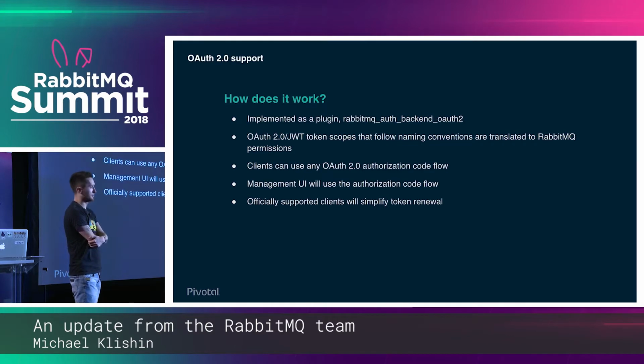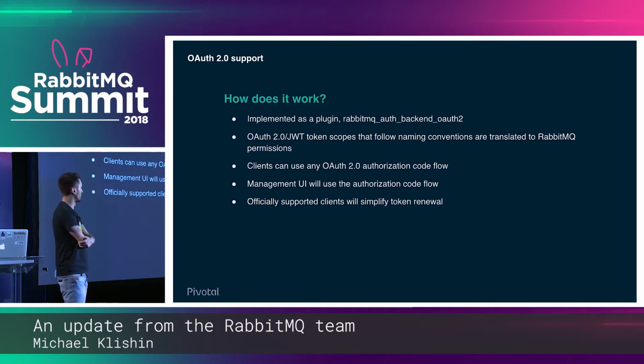We have OAuth 2 support. What that means is you will be able to provide a JWT token as a username. Every JWT token has scopes, which are your permissions. They are translated to RabbitMQ permissions. So internally, this is not a breaking change. Internally, nothing changes. You can still even combine that with LDAP if you want. I don't know why you would, but you can. We don't care how you obtain the token as long as RabbitMQ has a key to decrypt it and verify it.